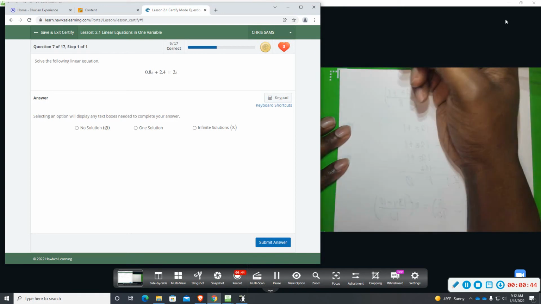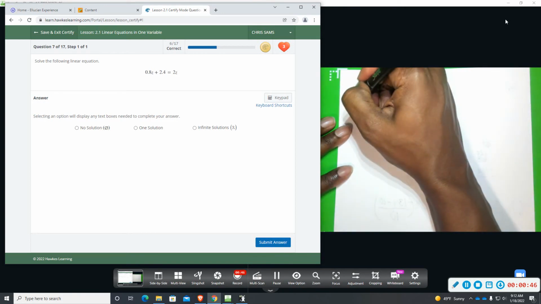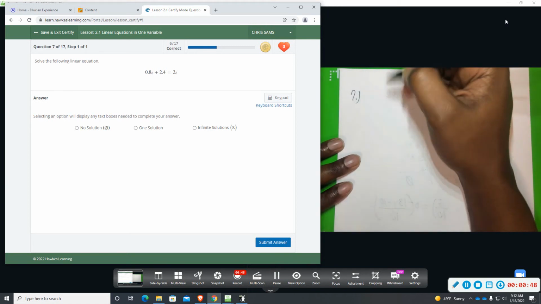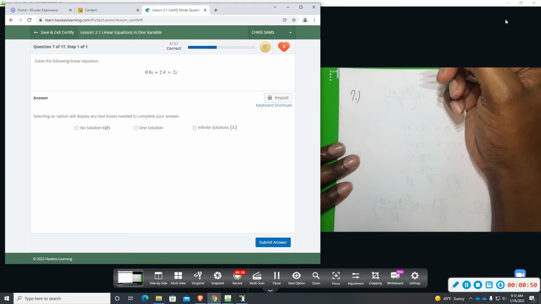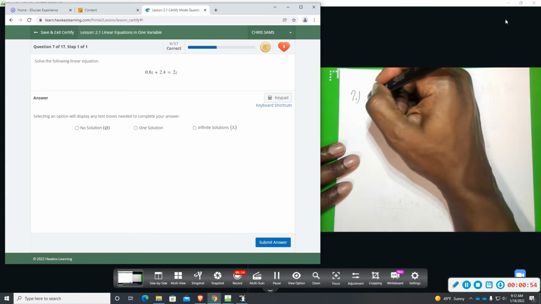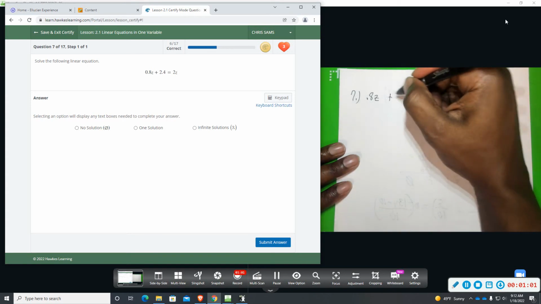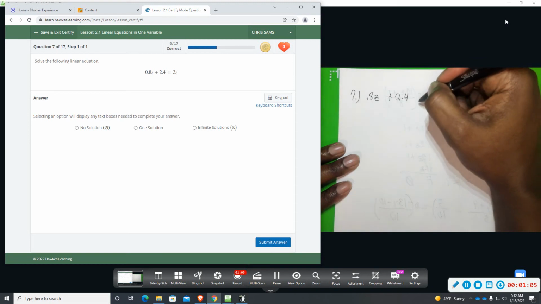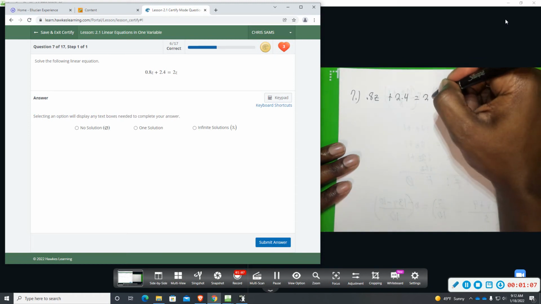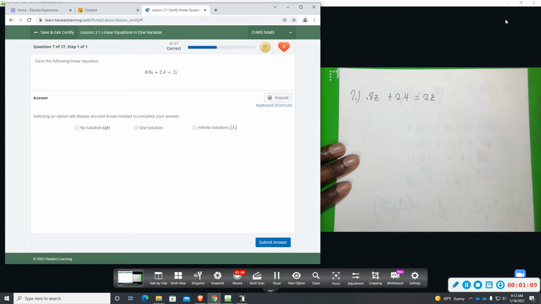This one is the same as what we've been doing. It just has decimals. Work out exactly the same way. You can solve it with decimals. I prefer to use whole numbers, so I will show you how to convert it. So we have 0.8z plus 2.4 equals 2z.